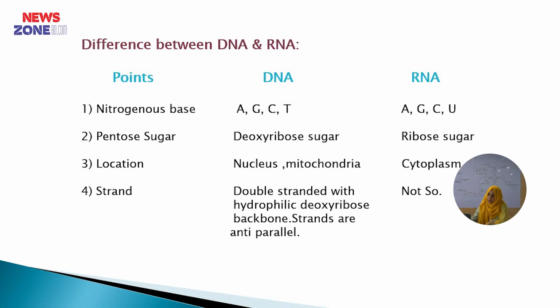What is the difference between DNA and RNA? First of all, the difference is in the nitrogenous bases. In DNA, there are adenine, guanine, cytosine and thymine. In RNA, there are adenine, guanine, cytosine and uracil. Pentose sugar: in DNA, the pentose sugar is deoxyribose, and in RNA, the pentose sugar is ribose. Location: DNA is located in nucleus and mitochondria. RNA is mainly located in cytoplasm. Strand: there is double strand in DNA and single strand in RNA.